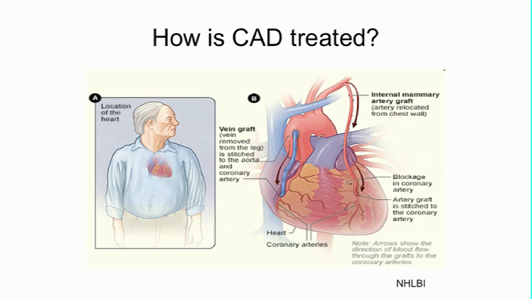So they'll put that bypass after the blockage, okay? And they'll take that vein, tie it to the aorta, and bypass the blockage. So if the blockage is here, now this part of the heart gets enough blood flow because that blockage has been bypassed, and that's where the name bypass surgery came from, okay?